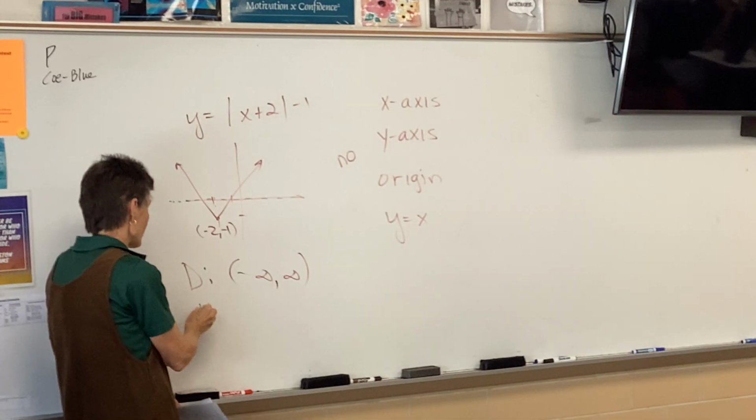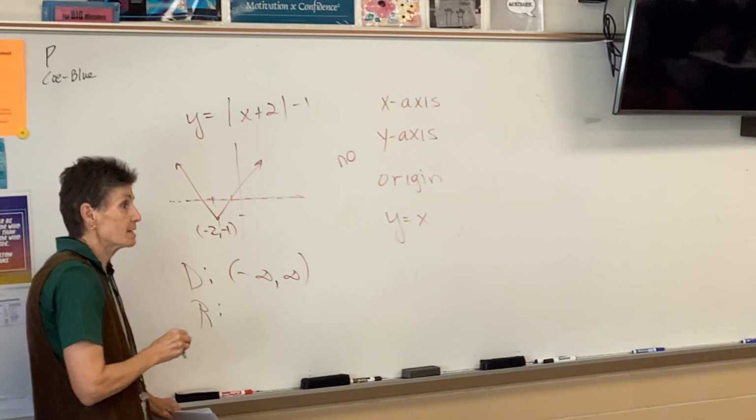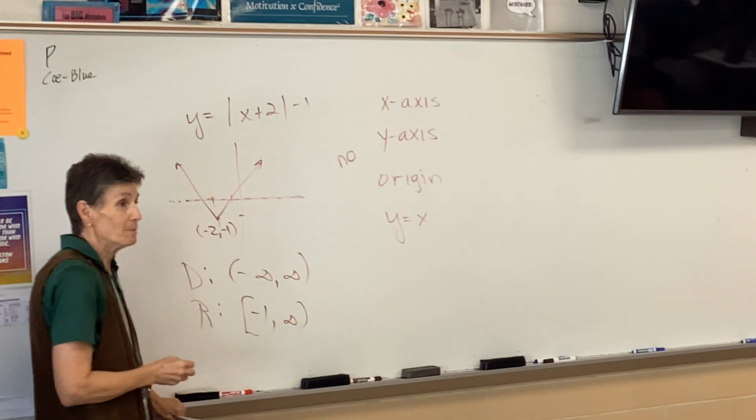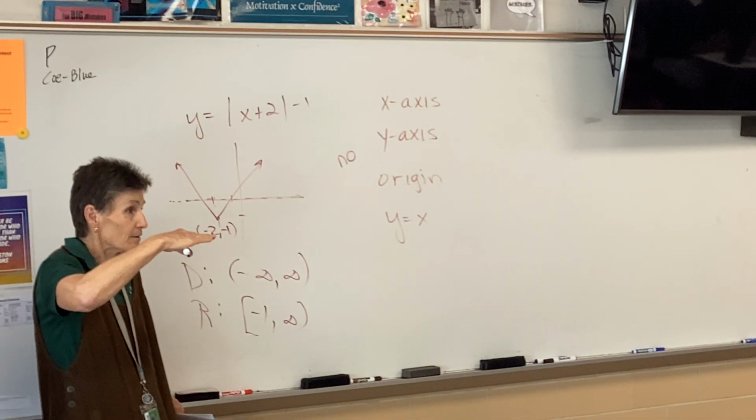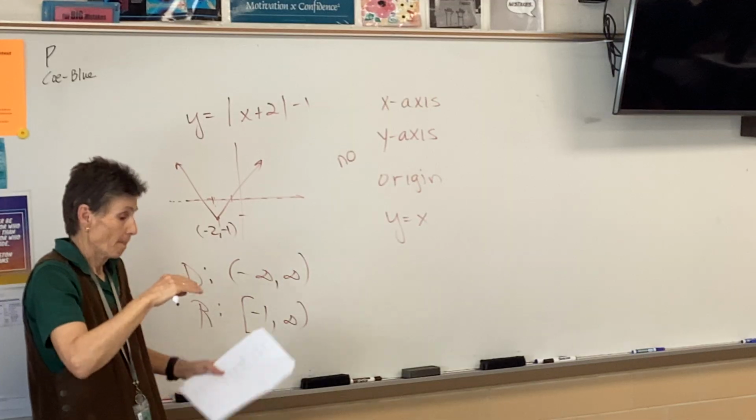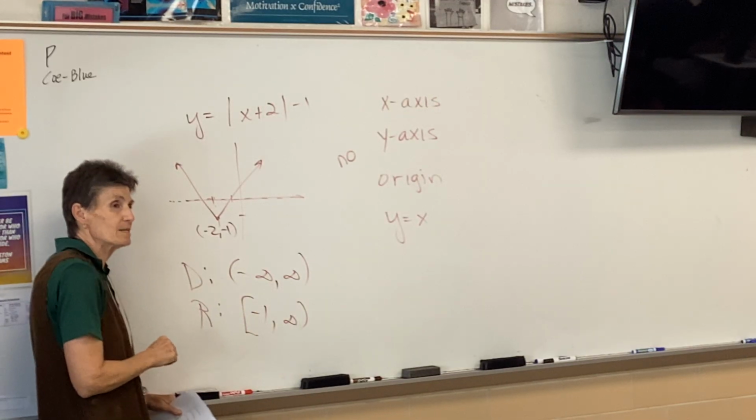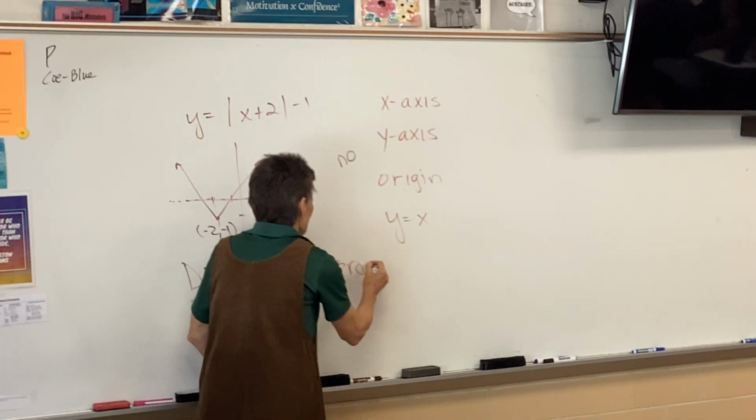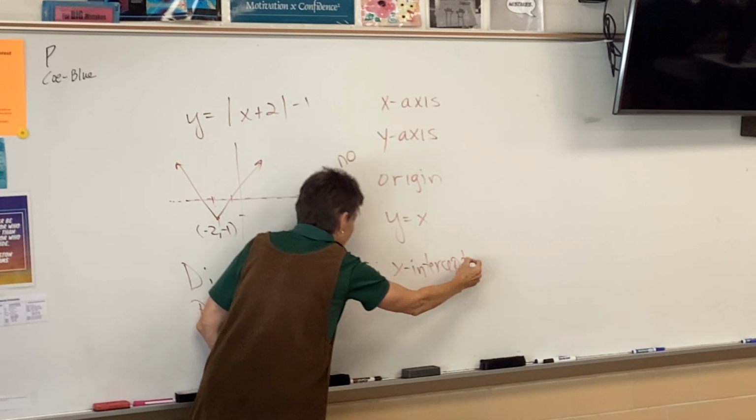Now, how about the range? Negative 1 to infinity, because the curve starts at negative 1 and goes up. There's nothing down here. And how about zeros? What do we mean by zeros? Yep, those are x-intercepts. Where do we cross the x-axis?